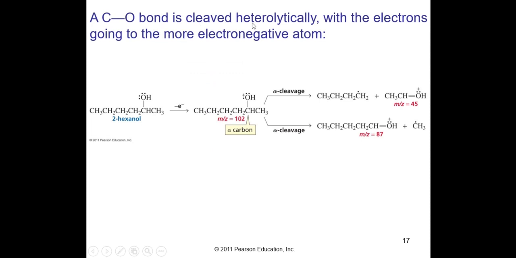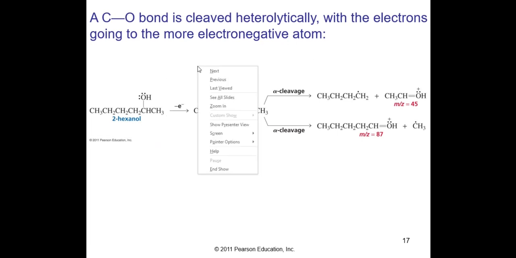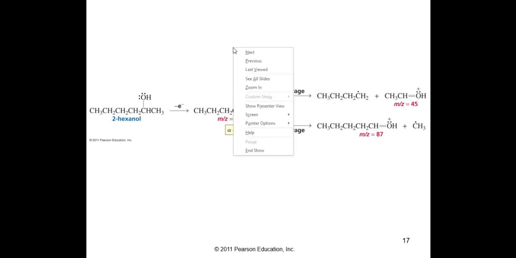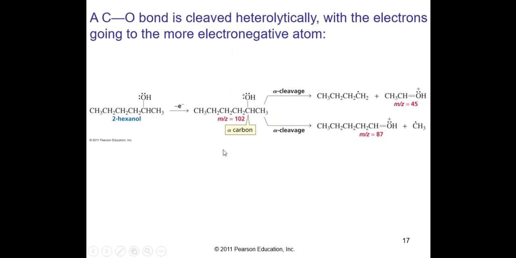Now, a CO bond is cleaved heterolytically, with the electrons going to the more electronegative atom. So let's look very carefully at this. And here we have alpha cleavage. Remember, here's your prior slide, 102. So it's not going to be homolytic cleavage here. It's going to be heterolytic because of electronegative oxygen. Oxygen has a positive charge. It's under pressure. It's electronegative. So here we're going to do alpha cleavages, of course, as I showed you, yielding a detectable 45 and 87. And with pencil and paper, you see that what you're doing is moving a methyl radical out, alpha cleavage. And on the top one, it's loss of an N-butyl radical.